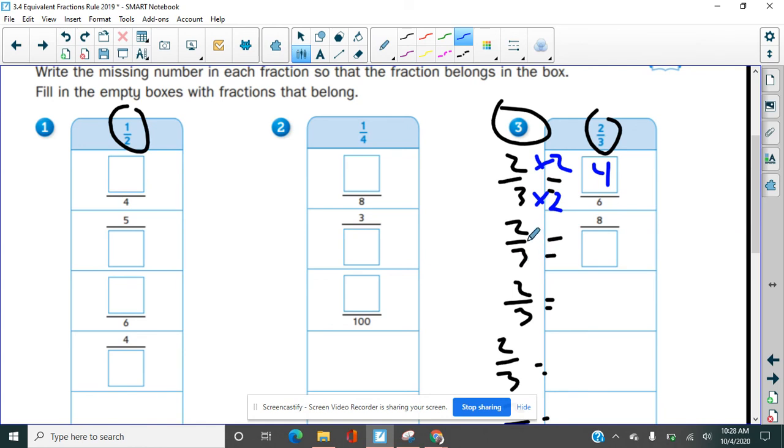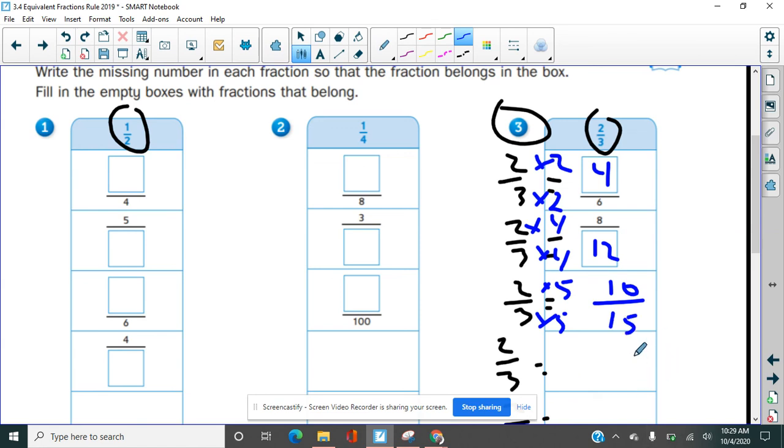Okay? Let's look at this one. 2/3 equals 8 of something. We know the top numbers, the numerators. 2 times what equals 8? 2 times 4 equals 8. And so what do we have to do on the bottom? 3 times 4. 3 times 4 equals 12. Now down here, there's nothing here, so we can pick. I'm going to do times 5 because it's easy. Top and bottom, same thing. So 2 times 5 equals 10. 3 times 5 equals 15.